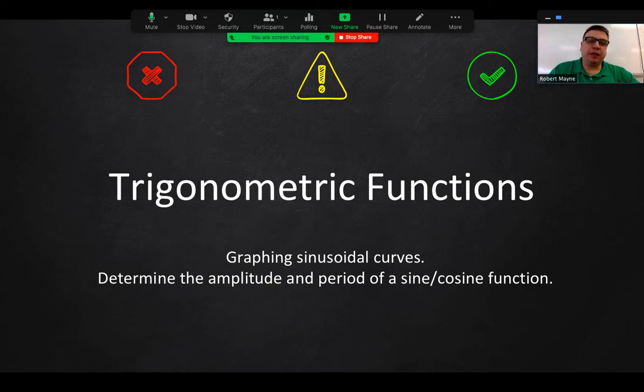All right, for this particular video, we're going to go through and take a look at trigonometric functions. We're going to graph and create some sinusoidal curves, and a sinusoidal curve is just the shape that we get when we graph a sine or a cosine function. So we're going to go through and graph sine and cosine. I'm going to show you where they come from and how you get the values. And then we're going to determine the amplitude and the period of sine and cosine functions. And we're only going to do those two in this one particular video today.